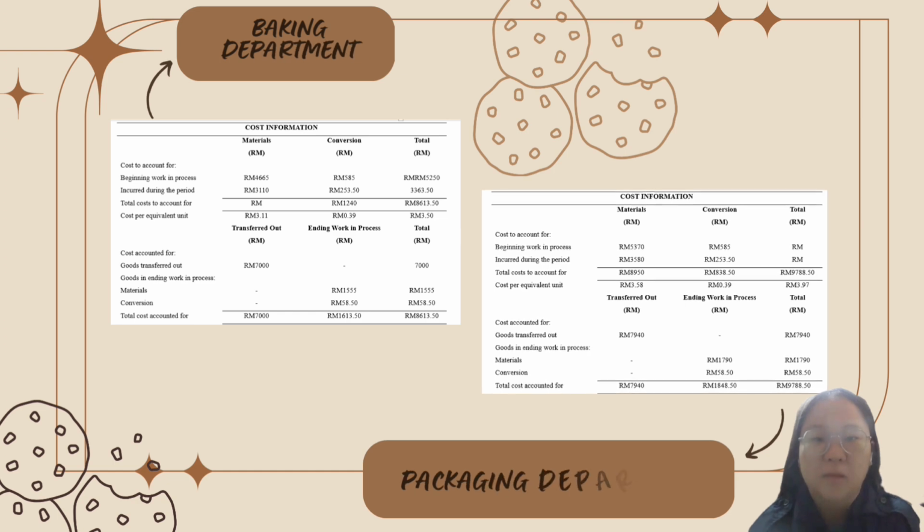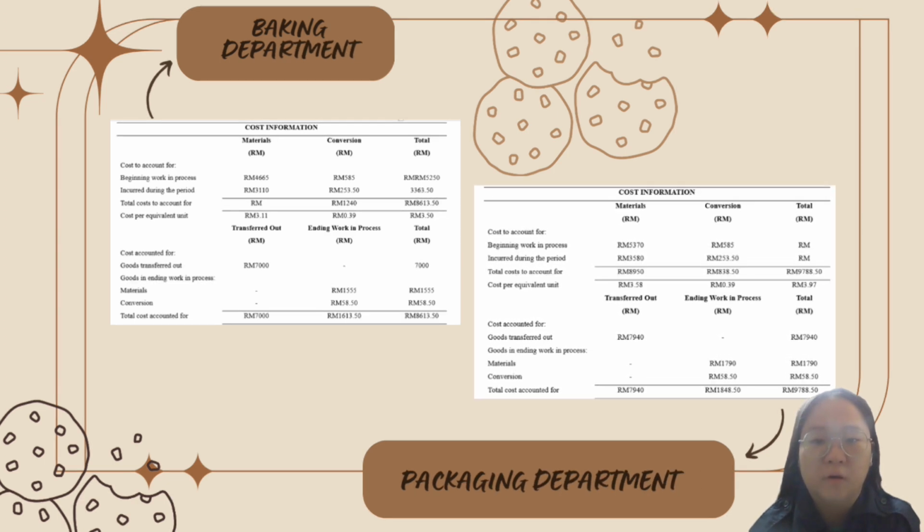For cost information in the baking department, the total cost to account for and the total cost accounted for are the same, which is 8,613 ringgit and 50 cents, while the total cost per equivalent unit is 3 ringgit and 50 cents, which is 3 ringgit and 11 cents from material and 39 cents from conversion.